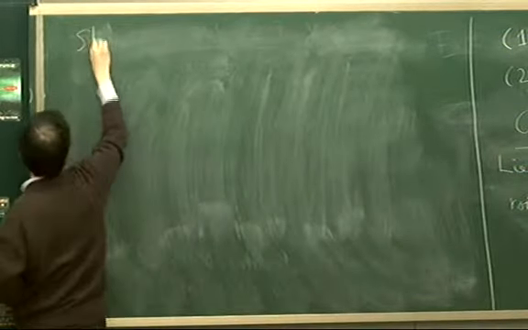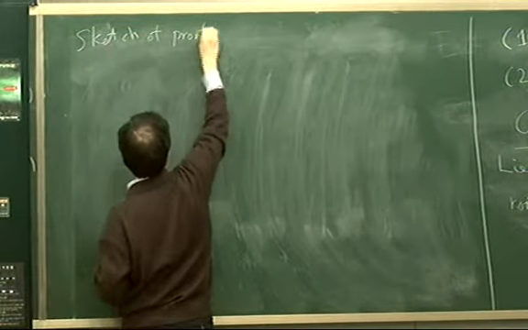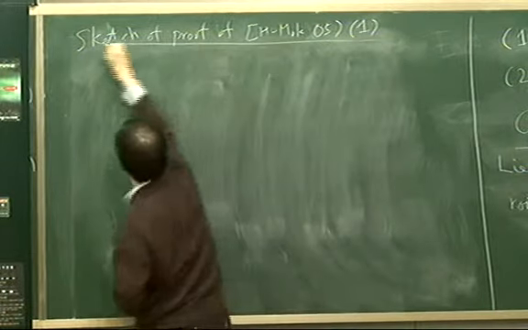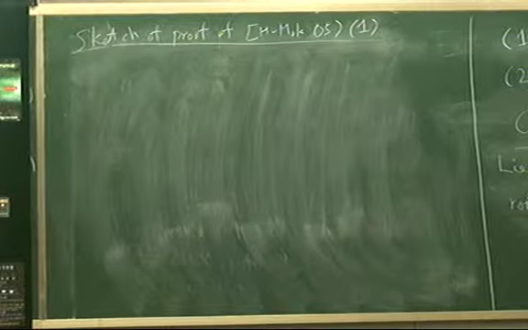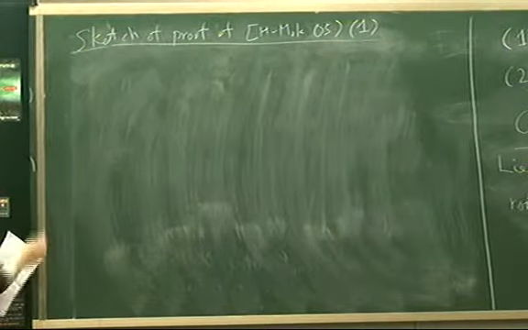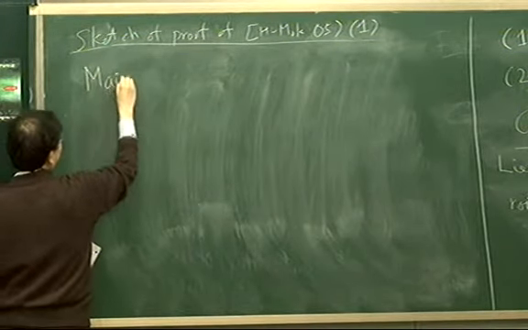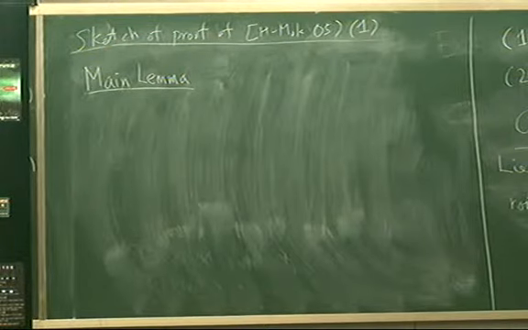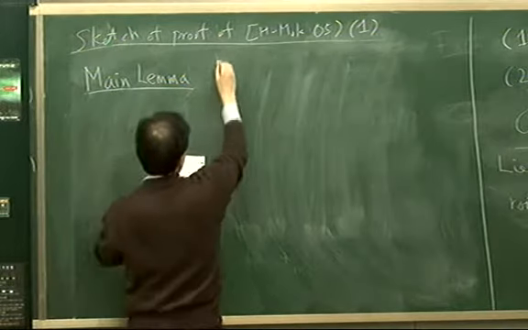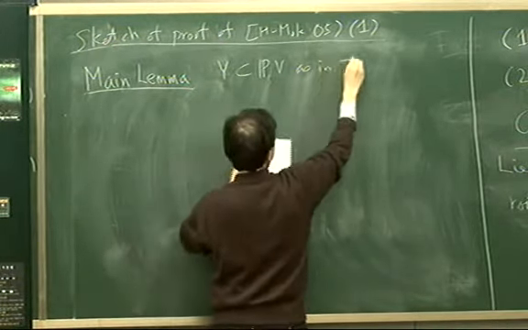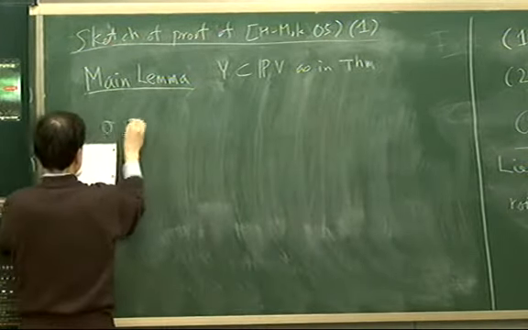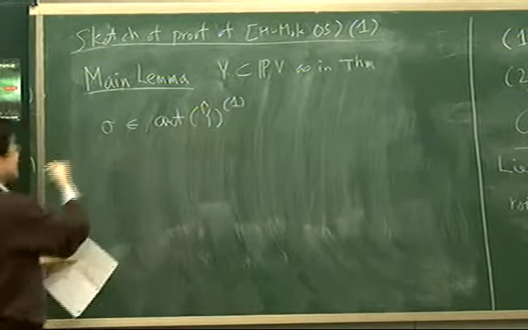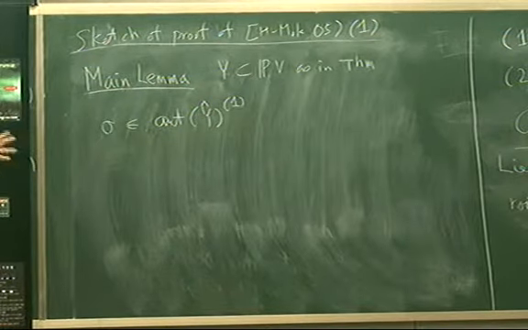Okay, so sketch of proof. Just to let you taste the kind of argument we use. The main thing is the following main lemma. We want to extract some geometric information out of this prolongation condition. So Y in PV is as in the theory. Now suppose you are given an element of the first prolongation. What kind of geometric information does it give us? That's the problem.